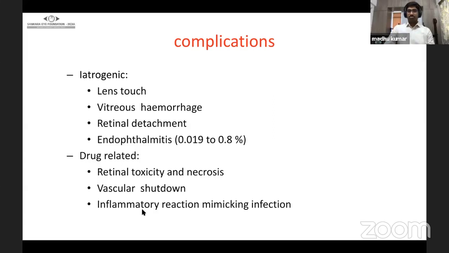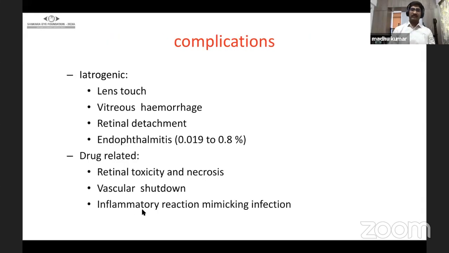The other complications can be drug-related: retinal toxicity and retinal necrosis, vascular shutdown, and an inflammatory reaction which mimics infection. So all these things have to be kept in mind when we give an injection.